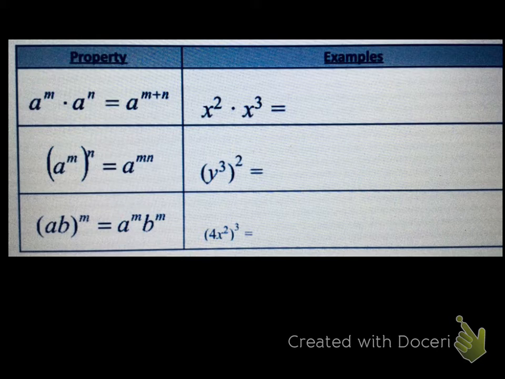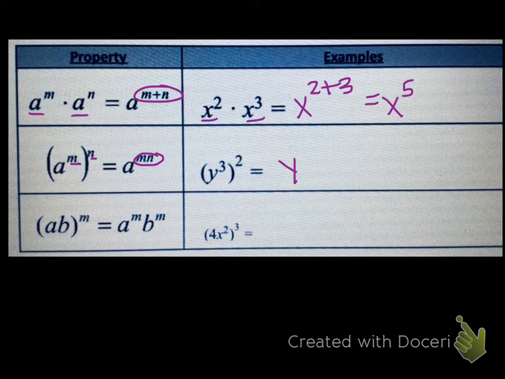On the left side it says if you have two bases that are the same, you will be adding your exponents. So here I have the same bases, which means I will add my exponents, and this will be x to the fifth power. The next one says if you have a power raised to a power, we multiply the powers. So this will be y to the 3 times 2, which equals y to the 6th power.